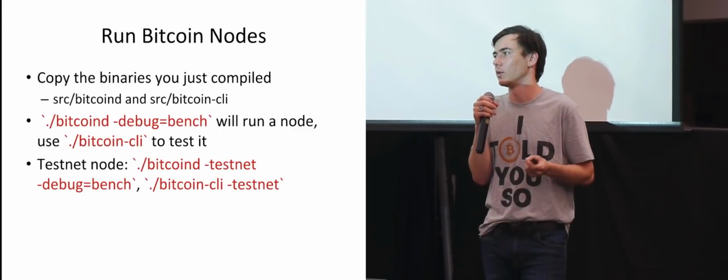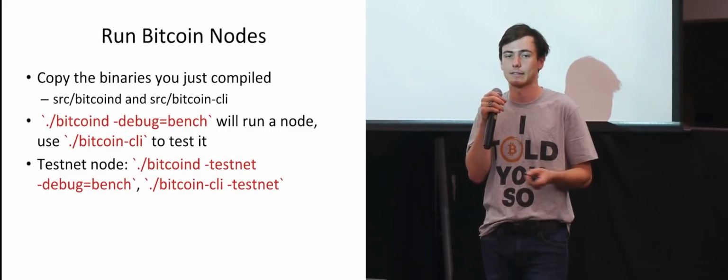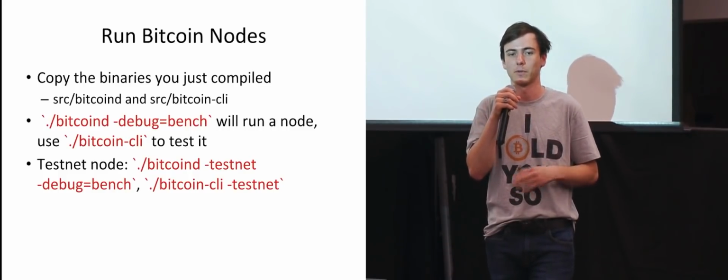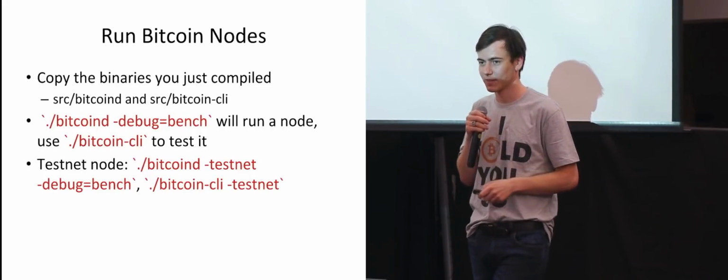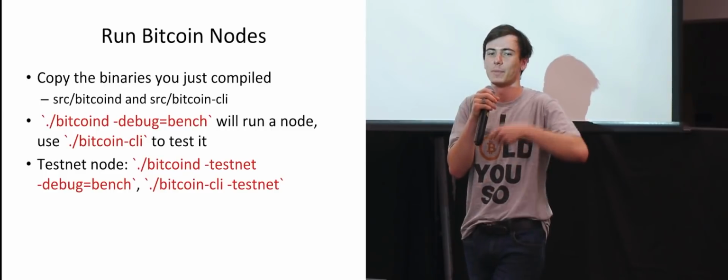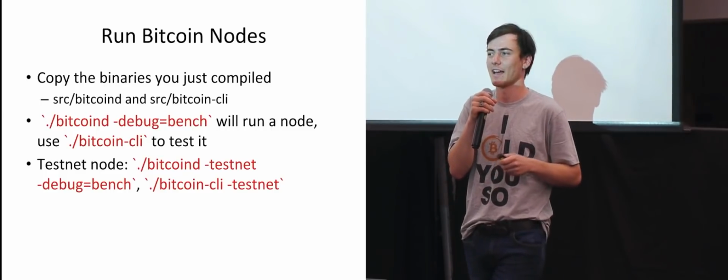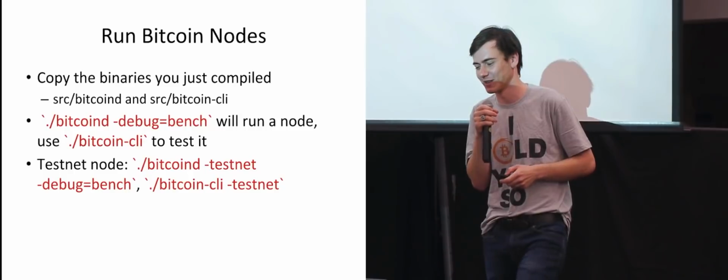So if you're just experimenting, you probably want to run it with the regression testing mode, which isn't going to do any work and is going to let you do fun things like make as many Bitcoin as you want for yourself. It's fun to open up the Bitcoin wallet in regtest mode and see, I have 10,000 Bitcoin. I can now retire.